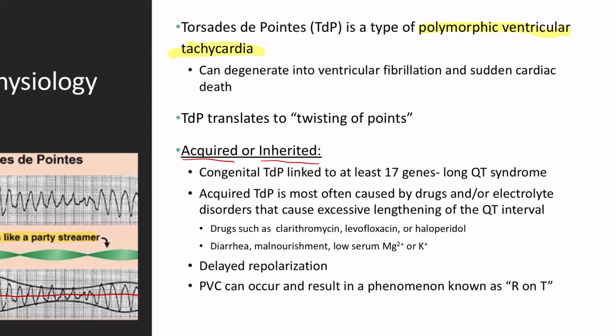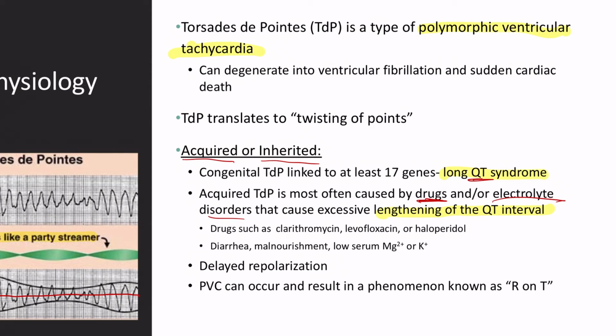In long QT syndrome, there are actually about 17 genes, so there are many different things to look at that can predispose you to having long QT syndrome. There is also acquired Torsades de Pointes, and this is often caused by drugs or electrolyte disorders. Any of these that lengthen the QT interval, that's the key thing here. If you have a long QT interval, it will predispose you to getting this morphology.